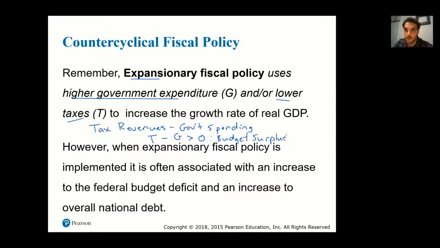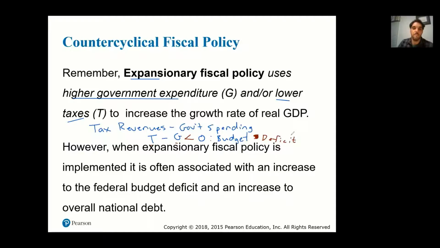However, we haven't run a federal government surplus in 25 plus years. Realistically, what we've been doing for those past 25 years is running a federal budget deficit, meaning our government expenditure has been greater than our tax revenue collected. So we call this a budget deficit.